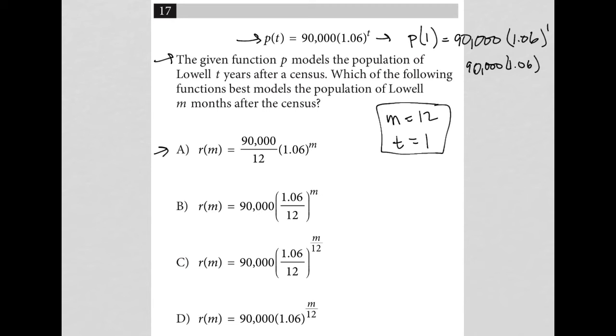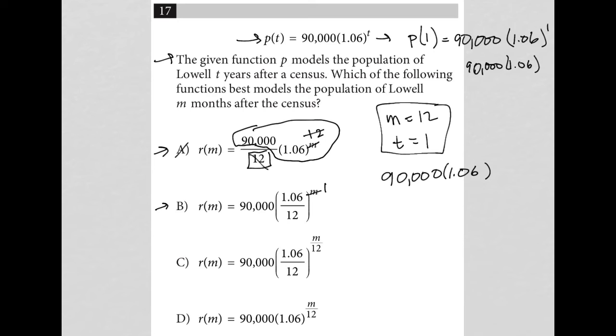So looking at choice A, if I replace this m with 12, do I get my 90,000 times 1.06? And we can see that we do not. Right here would be 90,000 times 1.06 to the 12th power, which is already wrong. And I have a 12 in my denominator here. So there's two issues with this. So A is out.